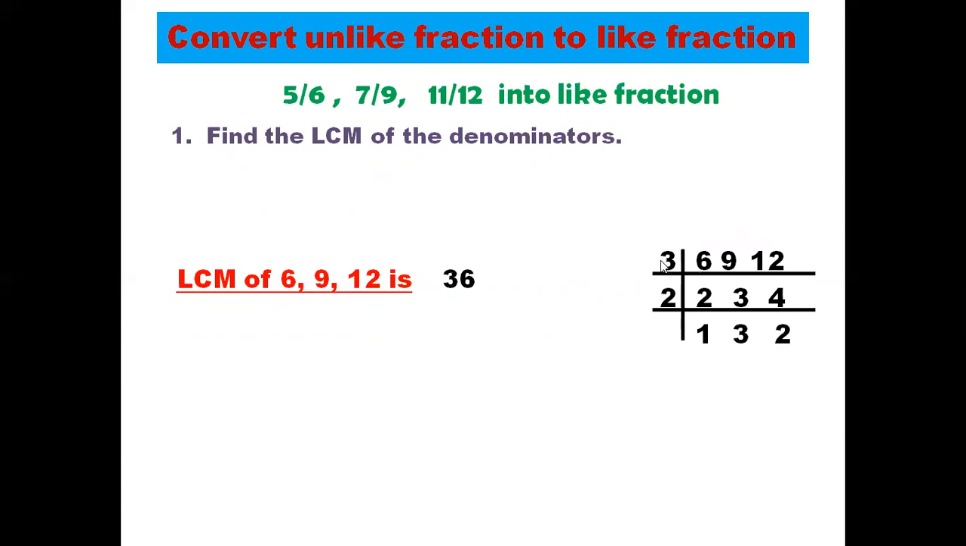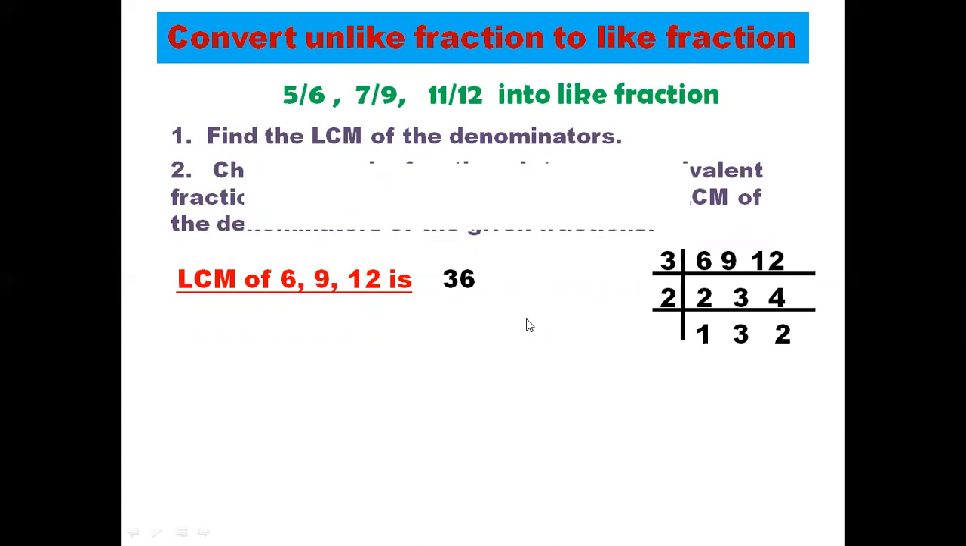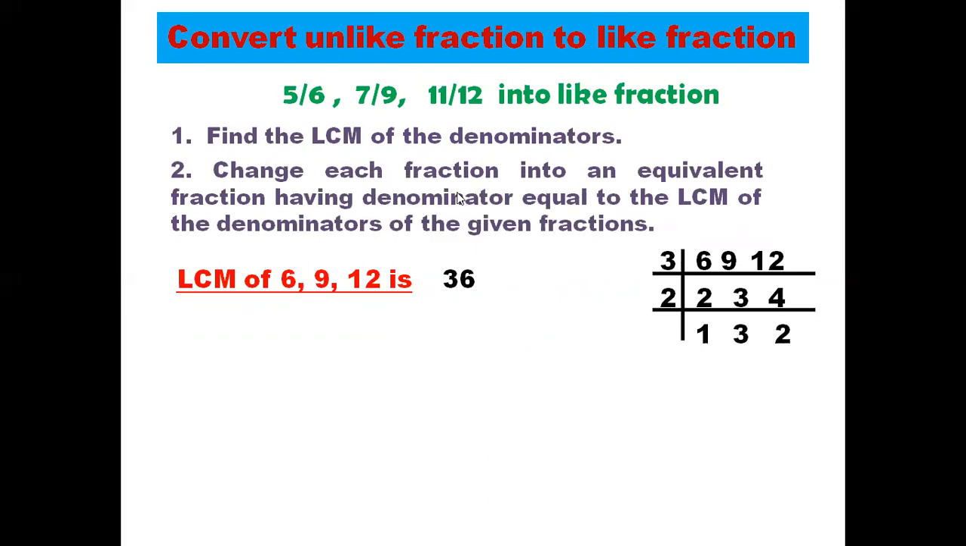So what is the LCM? 3 times 2 is 6, 6 times 3 is 18, 18 times 2 is 36. So the LCM is 36. Now we have to change each fraction into an equivalent fraction having denominator equal to the LCM of the denominators of the given fractions. Now we consider the first fraction, 5 by 6. So what is the denominator here? 6. So we multiply 6 with such a number so as to get 36. We know 6 times 6 is 36, right?